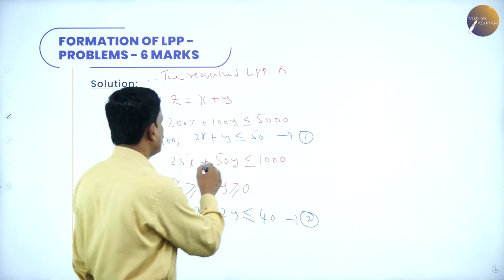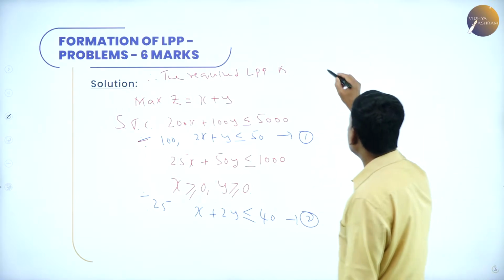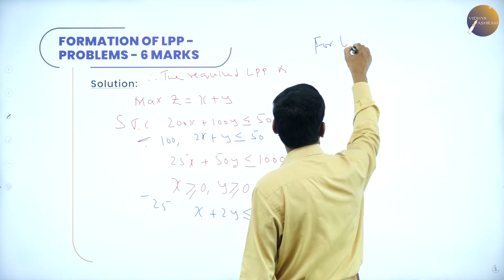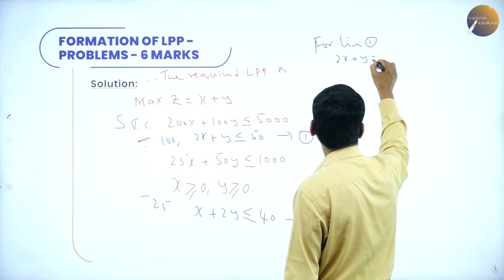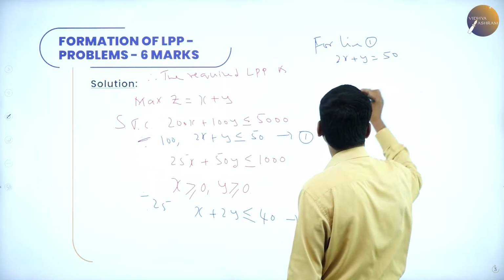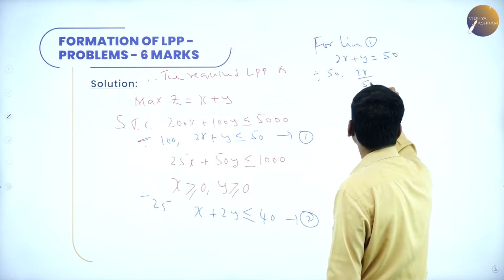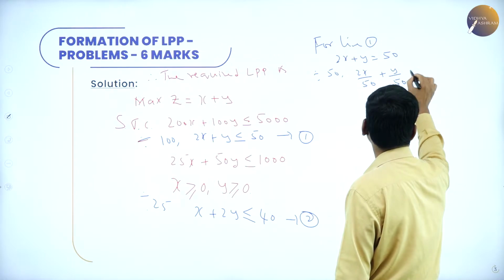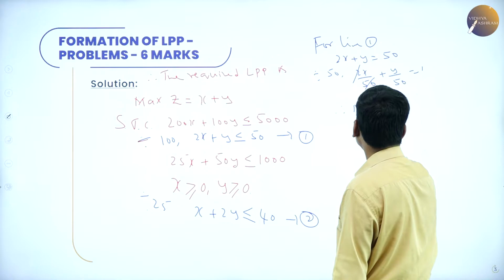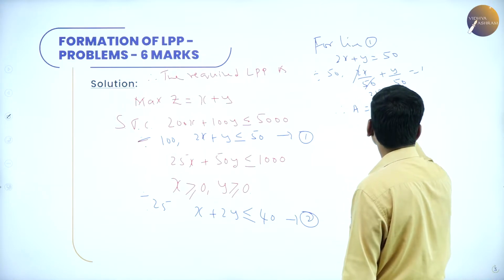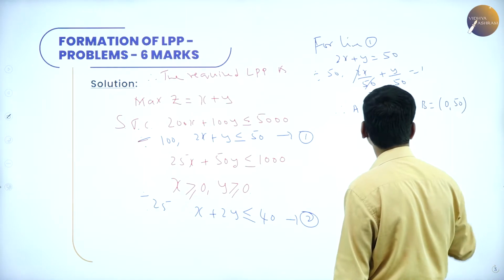Now solving these equations 1 and 2, let us convert these inequalities into equalities. For line 1, what is line 1? 2x plus y is equal to 50. Now divide by 50: 2x by 50 plus y by 50 is equal to 1. This is x by 25 plus y by 50 equal to 1. Therefore the coordinates of A are 25 comma 0 and B is 0 comma 50.